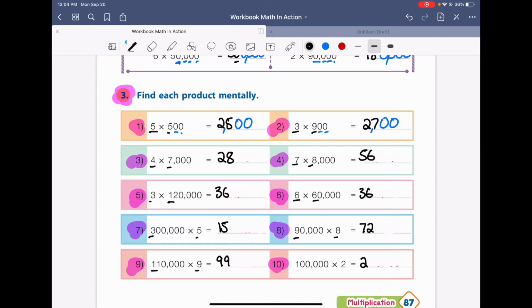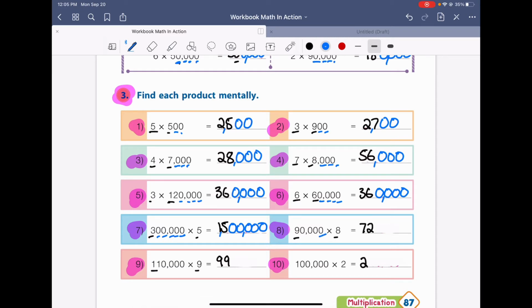Let's go back for the zeros. We have 3 zeros. Here we have 3 zeros. Here we have 4 zeros. Here we have 4 zeros. Here we have 5 zeros.